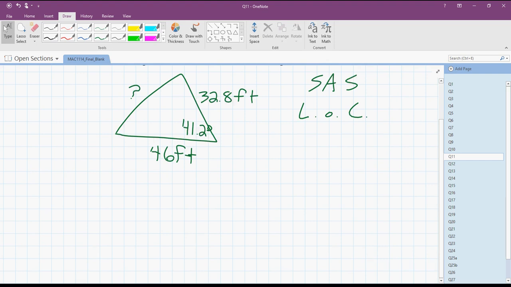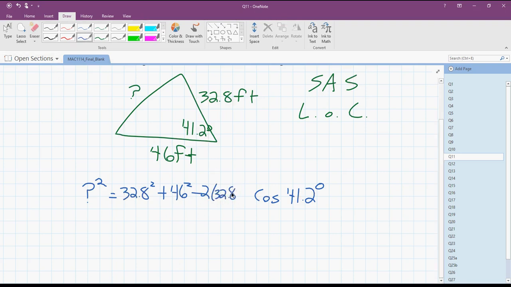Say it again. But 41.2 is an angle. Can't square that. That's got to be with your cosine. It will be question mark squared. Absolutely. And with that question mark, that's why we have the 41.2 degrees, because they're across from each other. And then everybody else now goes in for your A, B, C's, whatever you wanted to call those letters. So you got your 32.8 squared plus 46 squared minus 2 times 32.8 times 46. So that's what it really looks like.